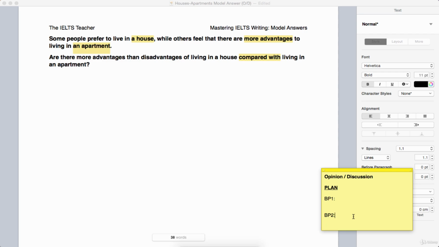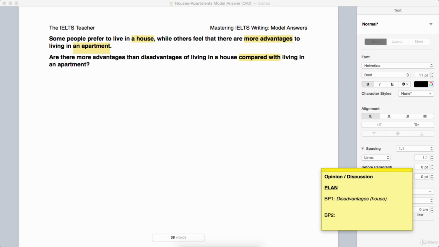So ideally, instead of writing about apartments in one paragraph and then houses in another paragraph, we'll instead look at advantages of living in a house in one paragraph and disadvantages of living in a house in another paragraph. And we'll use apartments in both of those paragraphs to provide contrast and context to make sure that we're still making comparisons like the task asks us to. So if I think there are more advantages of living in a house, then I'm probably going to start, just like a discussion opinion format, we start with the weaker side. I'm going to start by talking about the disadvantages.